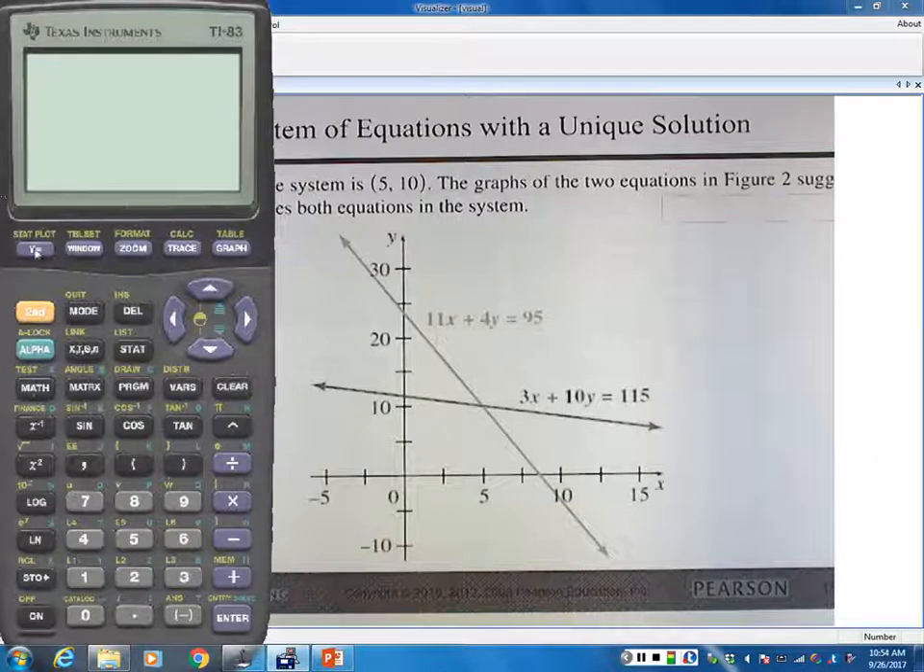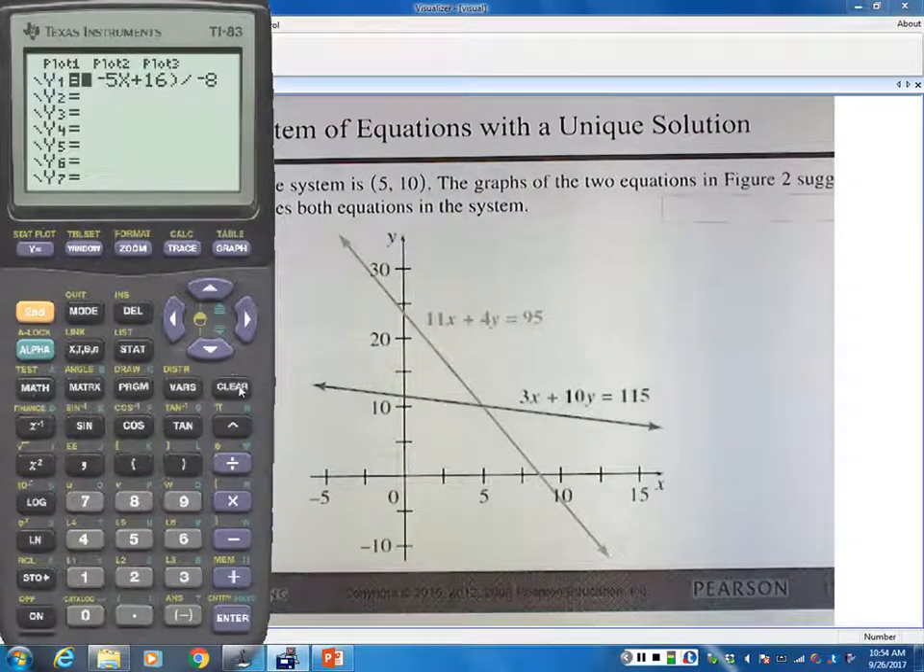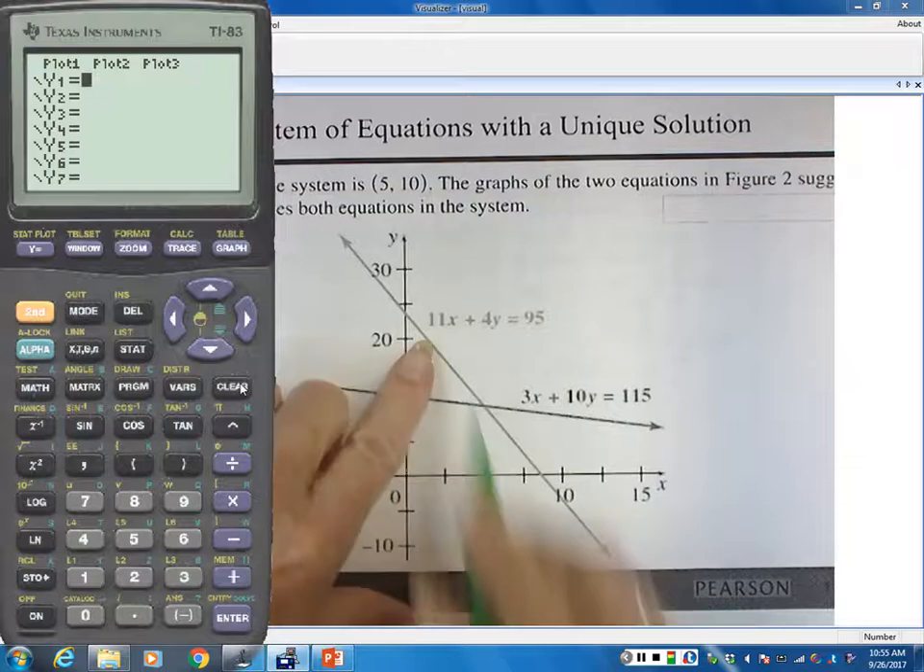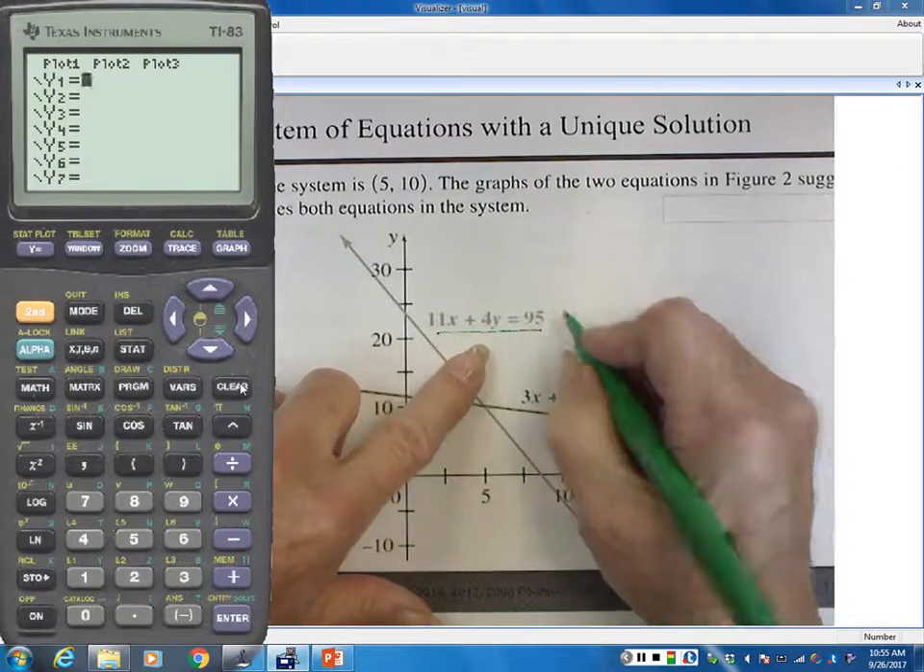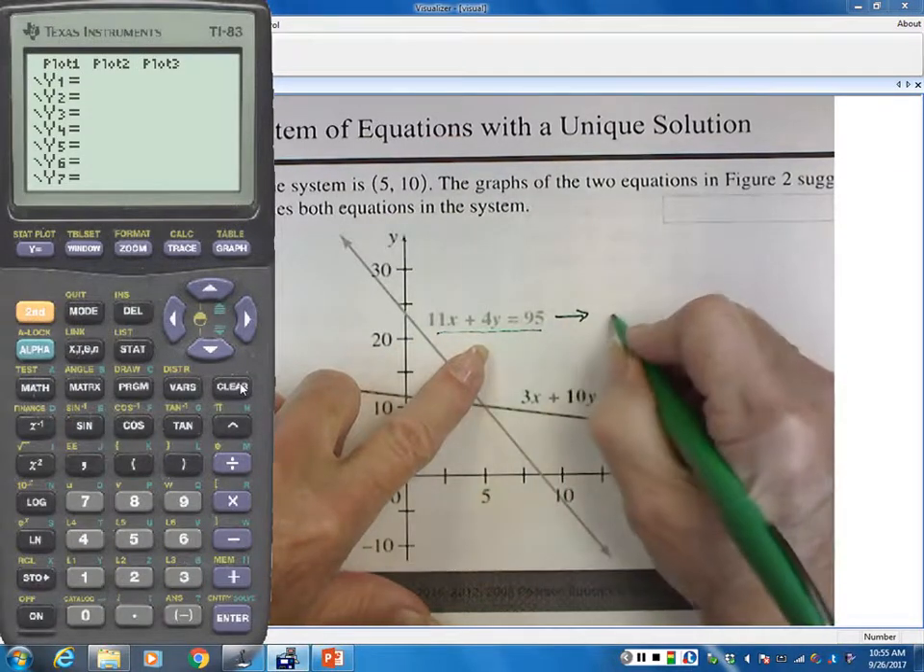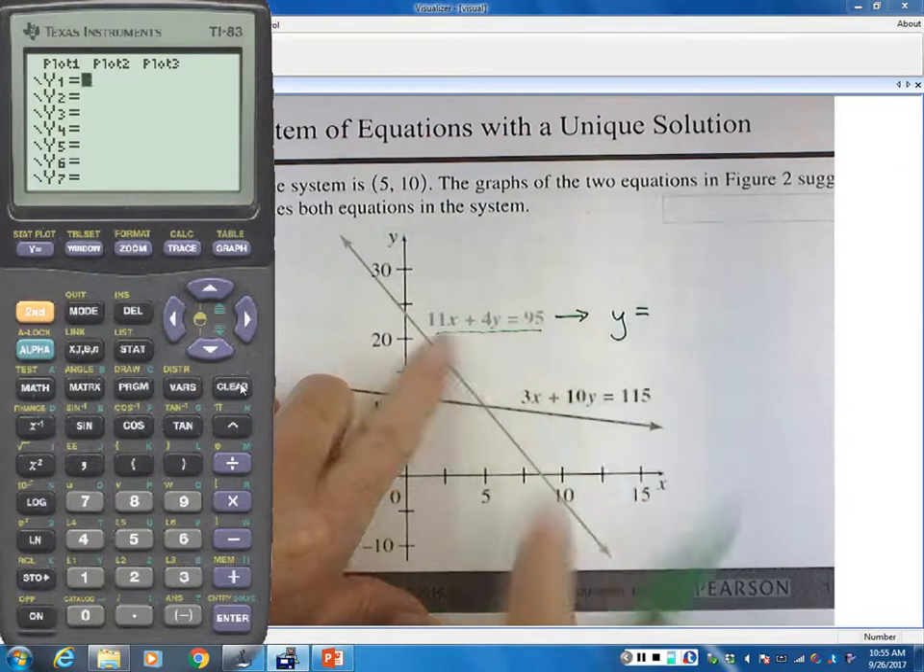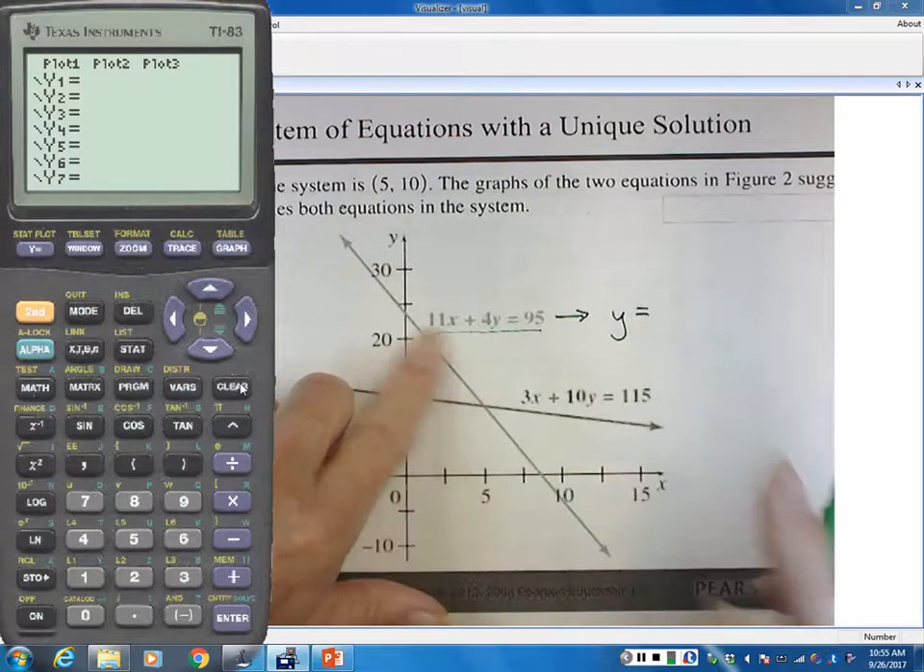What we're going to do, we're going to get the calculator, turn it on, go to the y equals menu, and I'm going to clear everything off. And remember, we've got 2 equations in the system. This one says that 11x plus 4y equals 95, and your calculator wants it to be solved for y. Well, the first thing that you would do if you want to solve it for y is you'd have to move that 11x over to the other side.